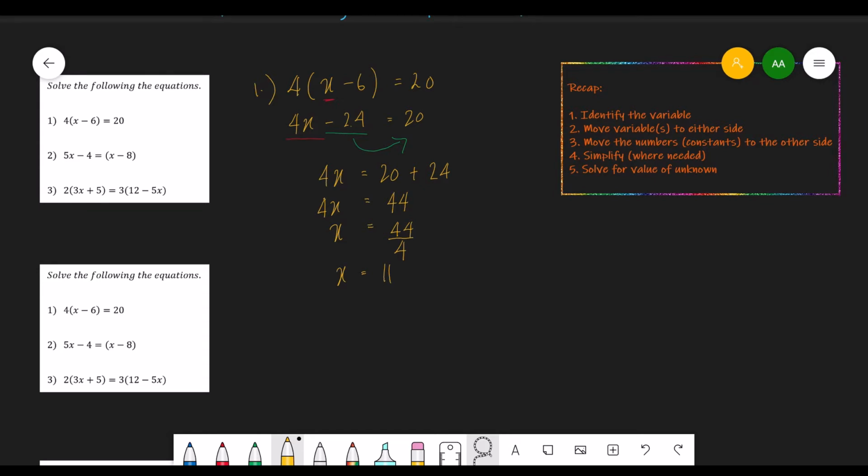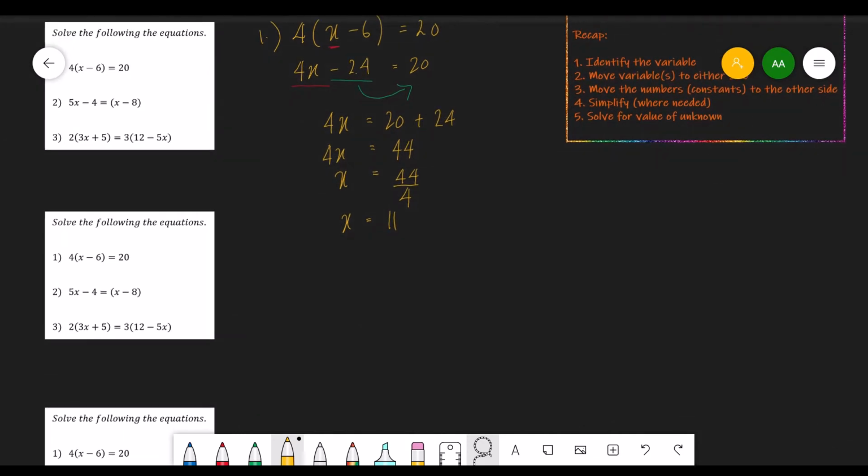Let's look at example number 2. In this round, the bracket is on the right hand side. We have x minus 8 with a bracket. If we open up this bracket, there is nothing outside of this bracket. That means there is actually an invisible 1 here. So when we simplify this, we have x minus 8.